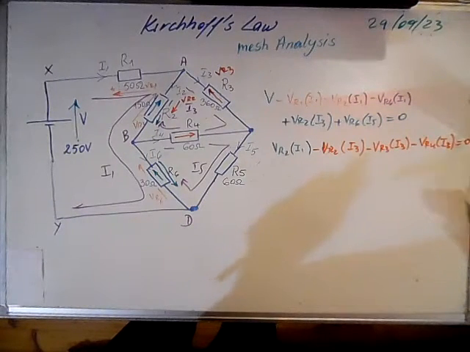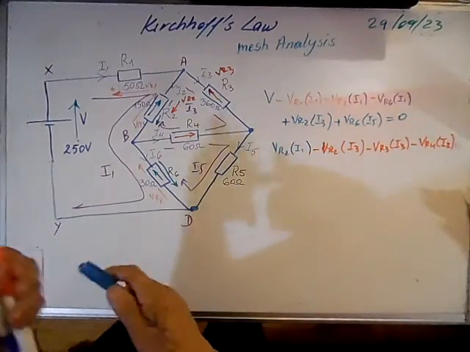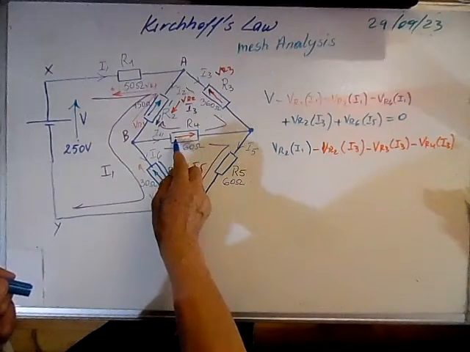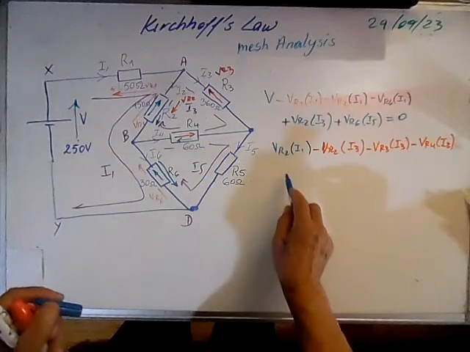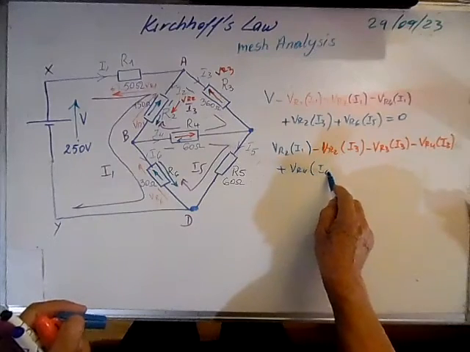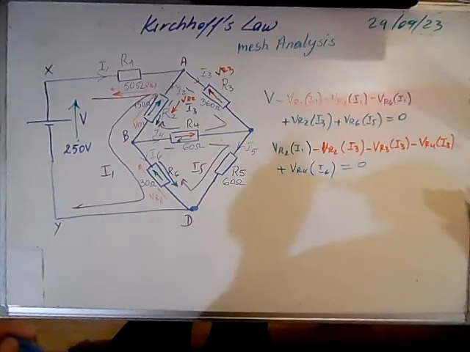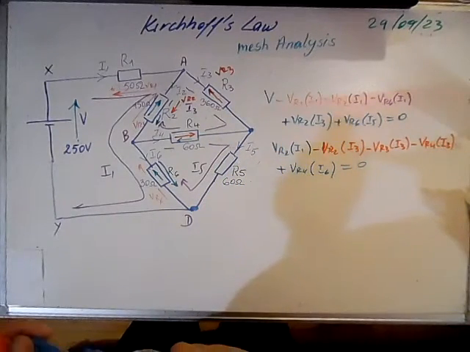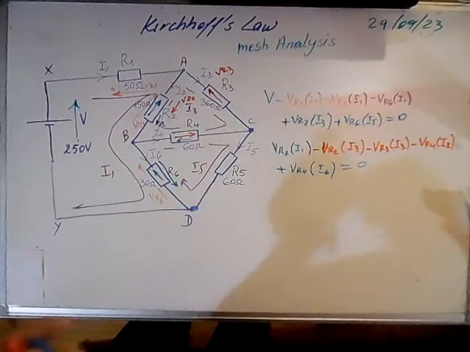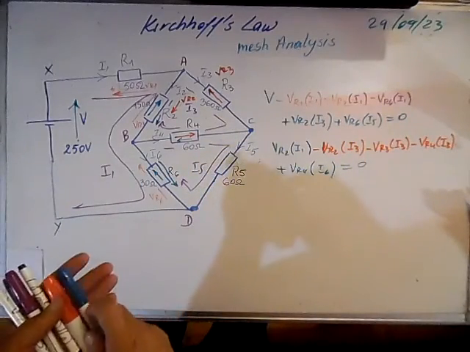Did I forget something? I forgot something. It means that we forgot this drop that is due to I5, and this is in this direction, plus VR4 due to I6 is equal to 0. This is this mesh that is ACBA. Okay, let's write now for this mesh BCDB.